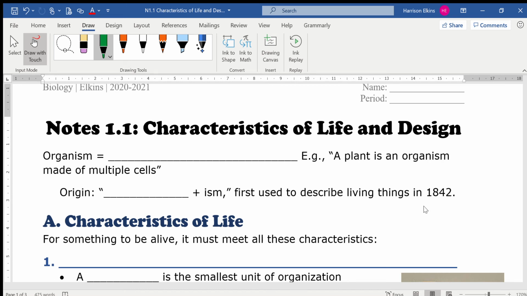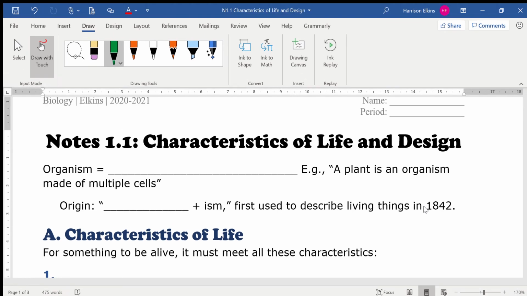All right, this is Notes 1.1. We're going to look at characteristics of life and design. So you can get out your note packet or your quarantine packet that you have, and you can pull this sheet out for Notes 1.1.